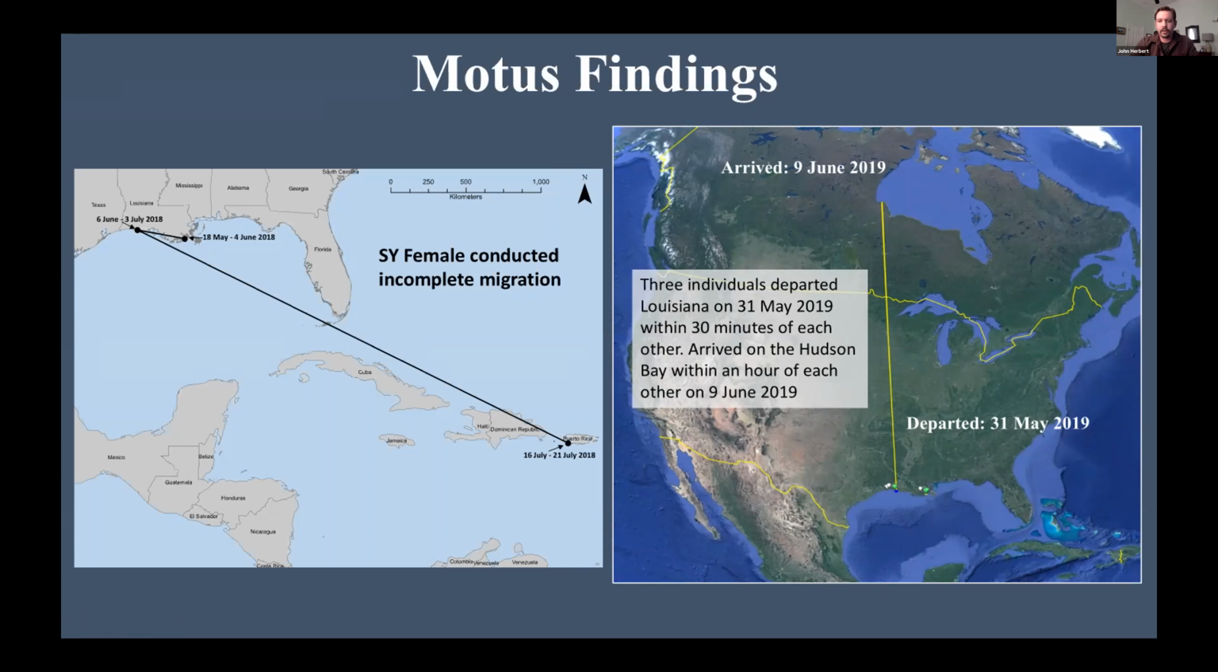Three individuals departed Rockefeller on 31 May of last year within 30 minutes of each other. And then 9 days later, they showed up on the Hudson Bay within an hour of each other. We can't say that they're definitely migrating together the whole time, but maybe they're using the same environmental cues during northbound migration, which is a really interesting finding.